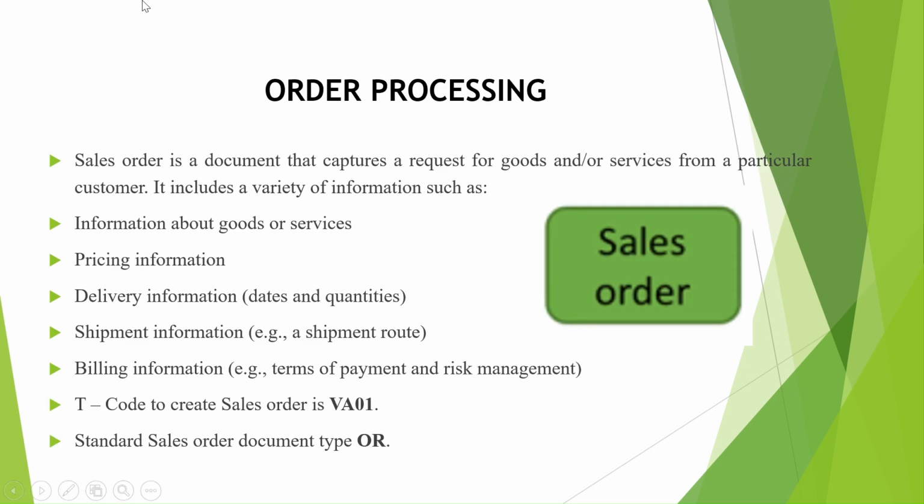Next stage is order processing, which means the actual business starts. Now comes the most important step, the sales order. This is where the customer confirms the purchase. The sales order includes product details, quantity, pricing, delivery details, etc. To create a sales order, we use T-code VA01 and the type is OR. For example, the customer says, okay, I confirm, please send 100 laptops. Now the system creates the sales order.